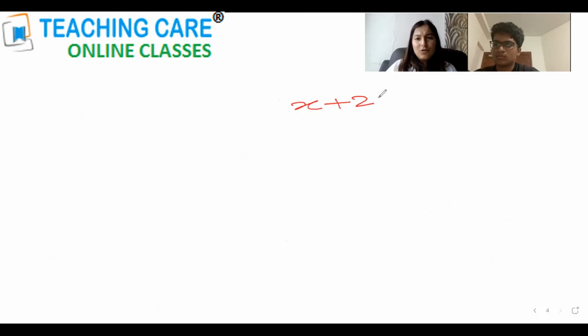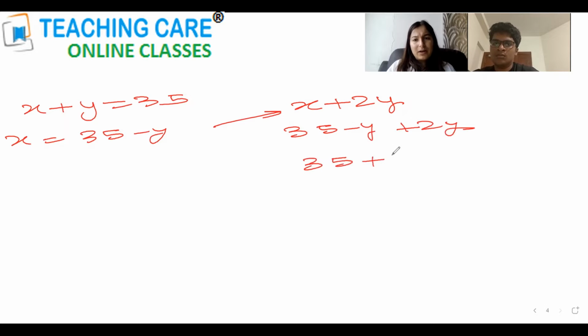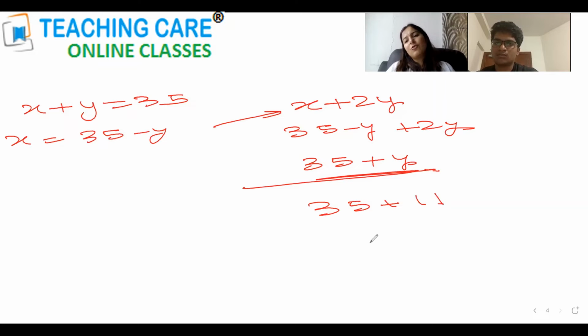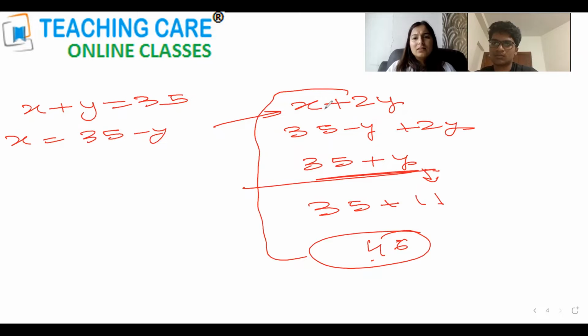If I know that x plus y is 35, let's put x is equal to 35 minus y in this. So we'll get 35 minus y plus 2y, which will give me 35 plus y. So anything greater than 35, and y is coming out 11. 46, no? Or 43? 46, yeah. So they're solving it this way. We have taken the minimum value of y here. See, these were number of oranges, correct? x plus 2y.